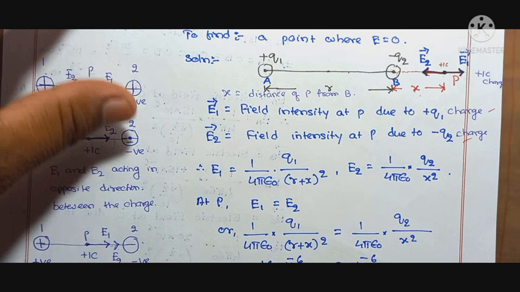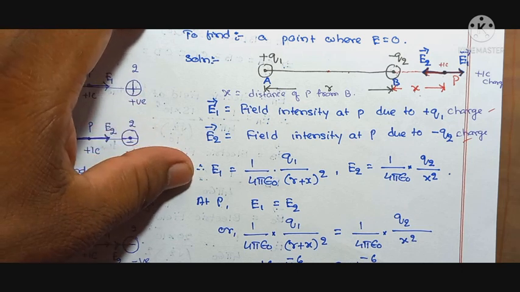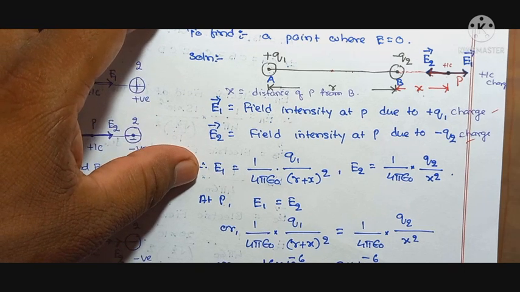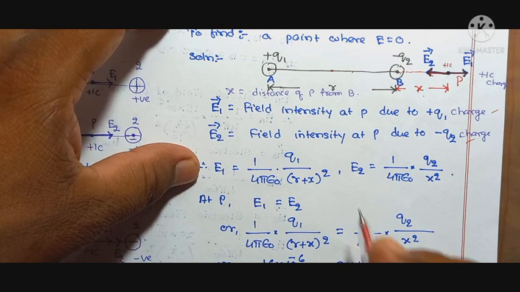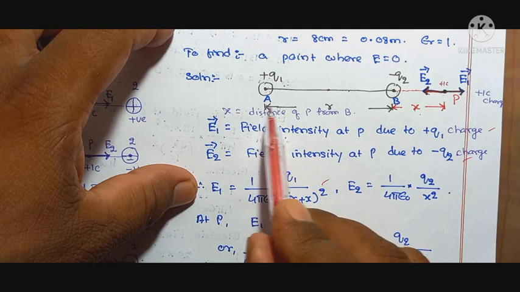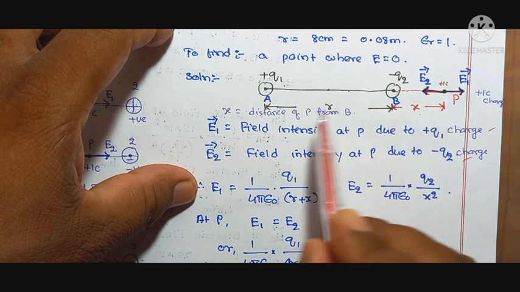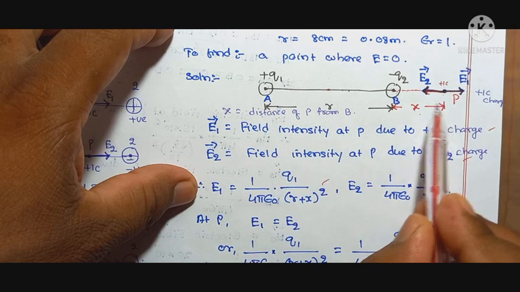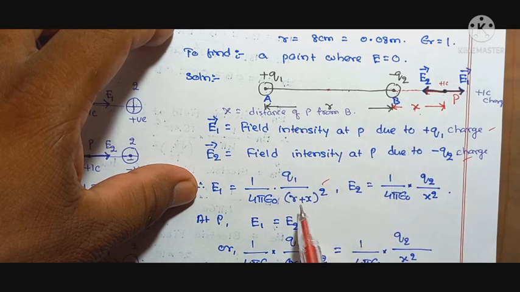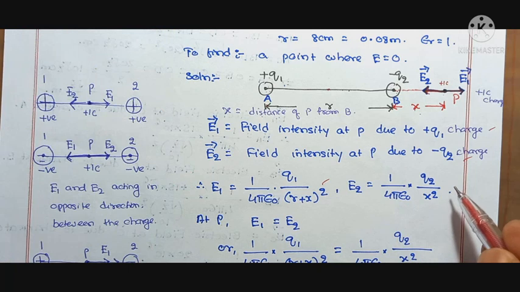Okay, अभी हम लोग कैलकुलेट करेंगे मैग्नीट्यूड ऑफ electric field intensity both E1 and E2. So E1 is equal to 1 by 4 pi epsilon 0 Q1 by distance square. What is the distance? From here to here distance is R, here to here distance is X. So direct from here to here distance is R plus X. So R plus X square. E2 is equal to 1 by 4 pi epsilon 0 Q2 by R square.